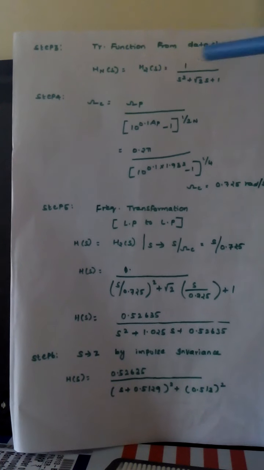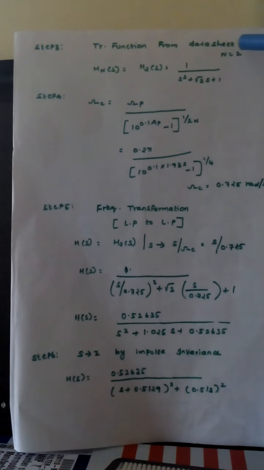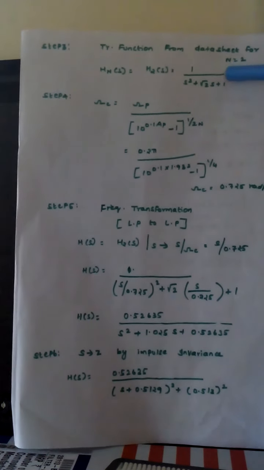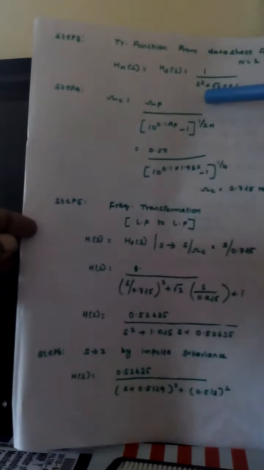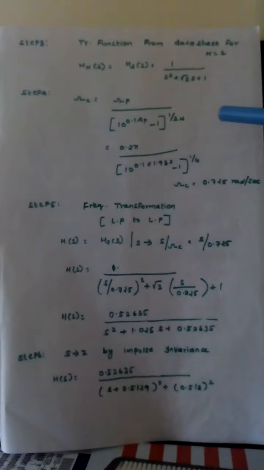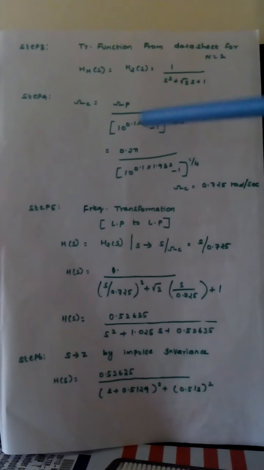So third step, we have to write out the transfer function from the data sheet for n equal to 2. So for n equal to 2, your transfer function is 1 divided by s square plus root 2 into s plus 1.